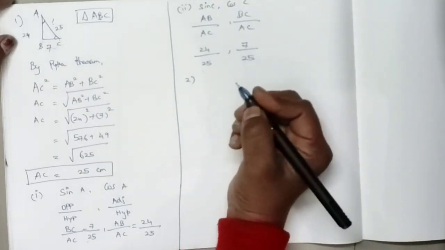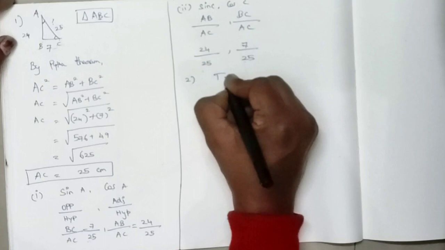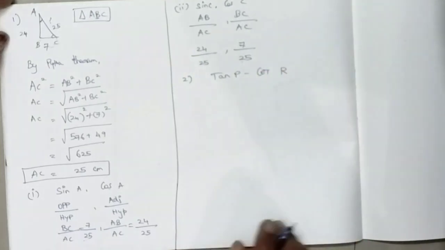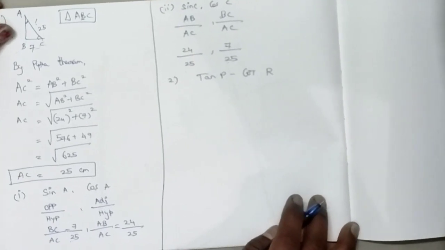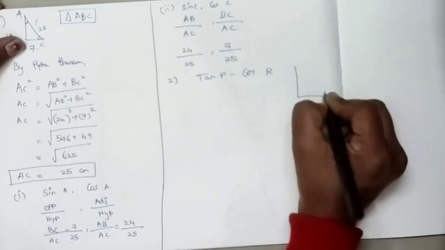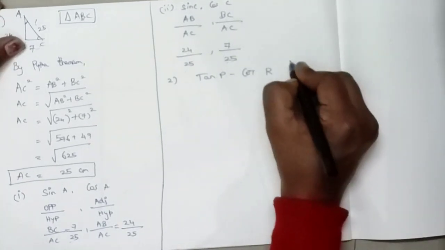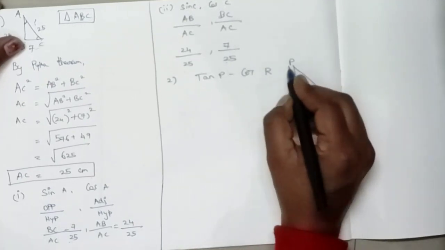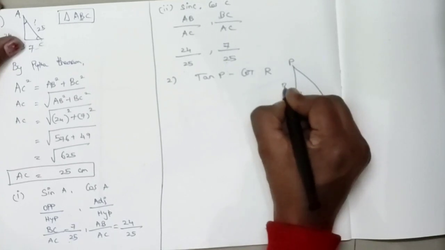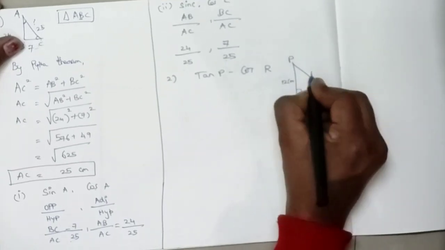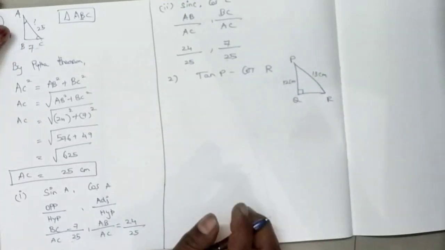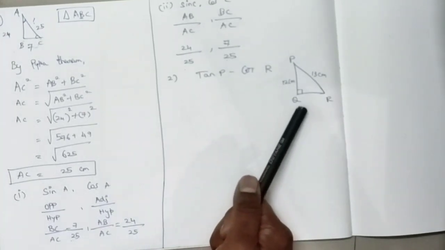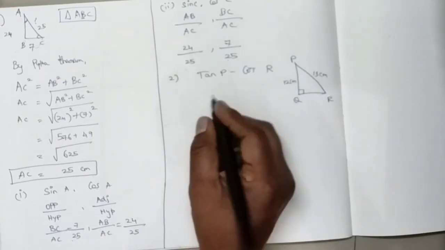Going to the second question. They have asked tan P minus cot R. Okay, so they have given a triangle PQR, which is right angled at Q, and PQ is 12 centimeters and PR is 13 centimeters. According to Pythagoras theorem, if two sides are there, we can find out the other side, right? So two sides are given.